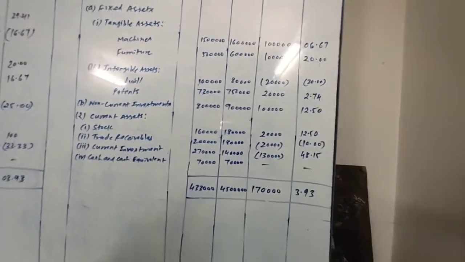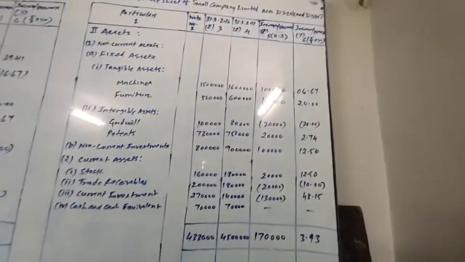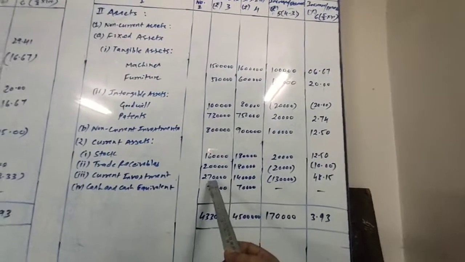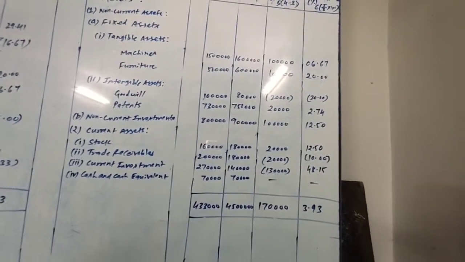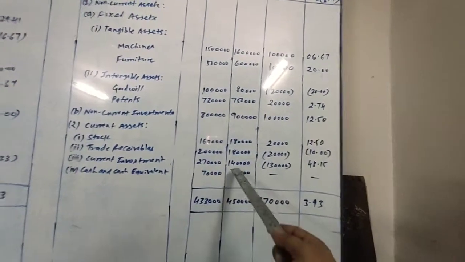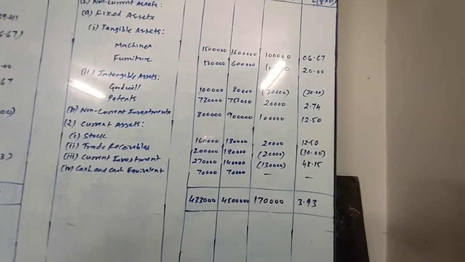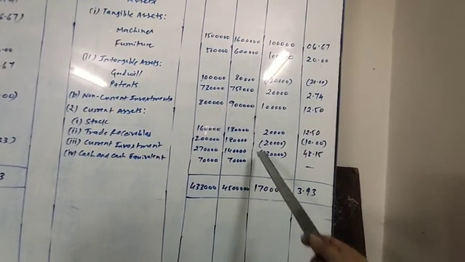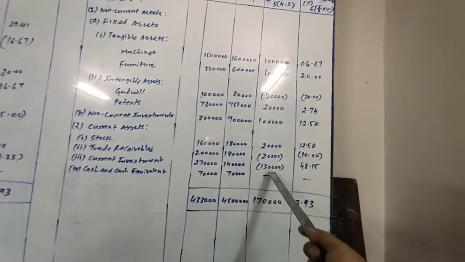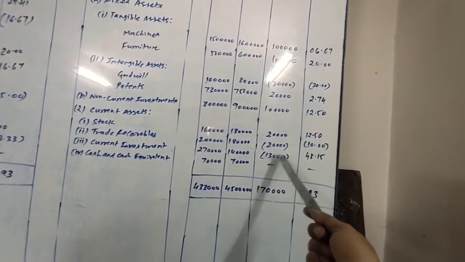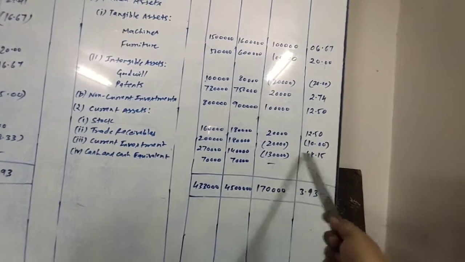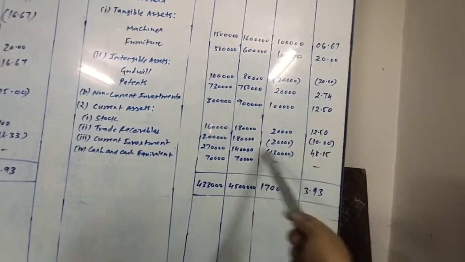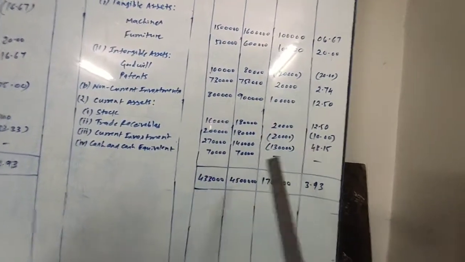Then after, friends, current investments are given. Current investments are given 2,70,000 in the year 2016 and 1,40,000 in the year 2017. So there is a decrease of 1,30,000, so we have written this in bracket, and when we convert this in percentage we get 48.15. That is 1,30,000 divided by 2,70,000 into 100.